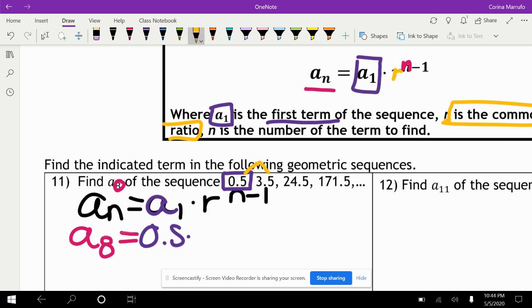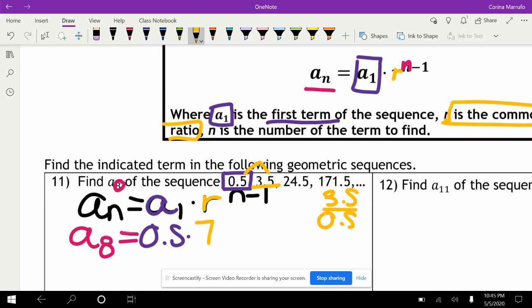So in order for us to find what number we're multiplying, to find r, we have to take the second term, which is 3.5, and we divide it by the first term. So 3.5 divided by 0.5 is going to give you 1.75. Wait, sorry, I didn't put that in the calculator right. 3.5 divided by 0.5 is 7. I thought that was weird. Okay, so 7 is our common ratio.